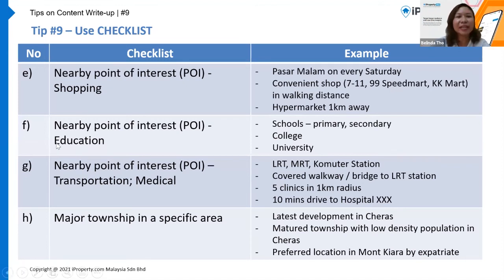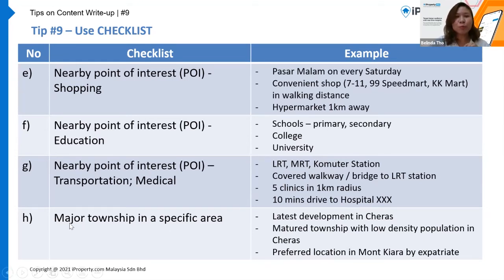Then the next segment, I'm going to talk about education. So perhaps I want to put down whether there is any SRJKC, SRJKT, SRJK, or sekolah menengah, kindergarten, tuition center, college, university. All those things, again, put down in one paragraph. Another one is talking about transportation or medical. You may want to put down how many kilometers away from the LRT station or MRT station, how many kilometers away from hospital XYZ. All this information, kindly insert as detailed as possible.